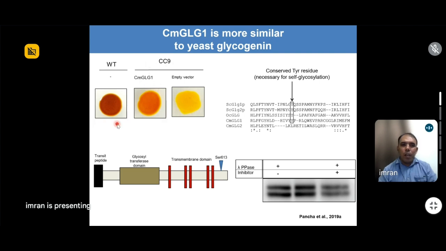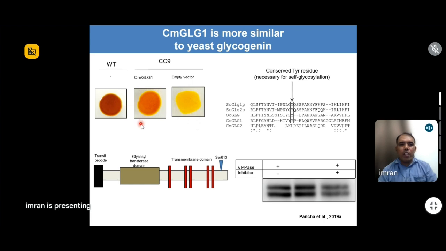And as you can see from this panel, this is the wild type yeast strain accumulating glycogen. This is the CC9, which is basically the double knockout expressing the CMGLG1. You can see that we are partially rescuing the glycogen accumulation compared to the empty vector, which is yellow. It means it is not producing.